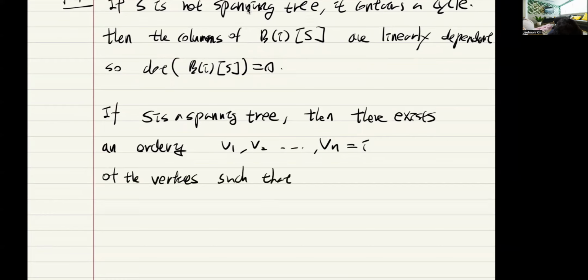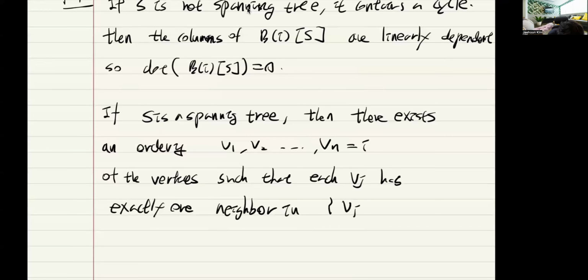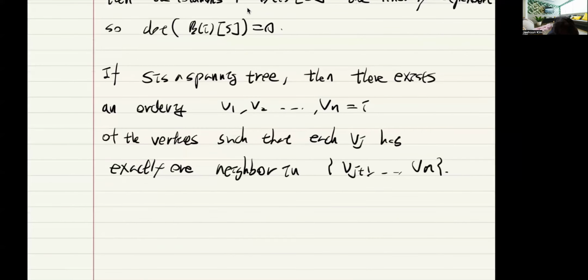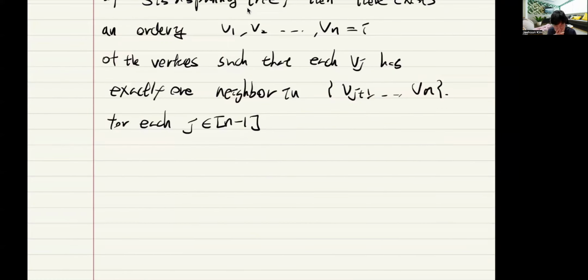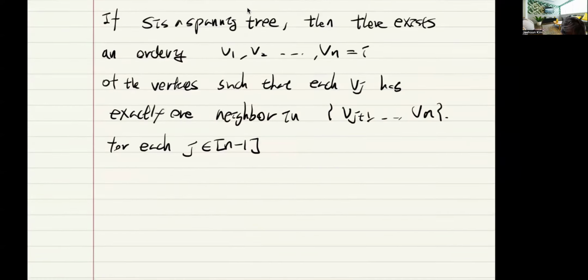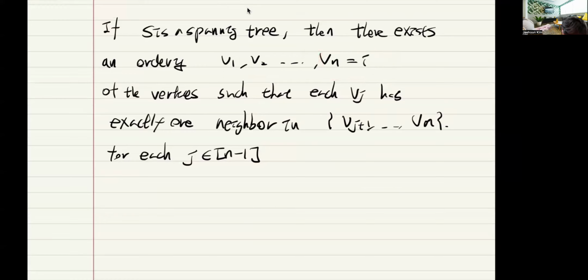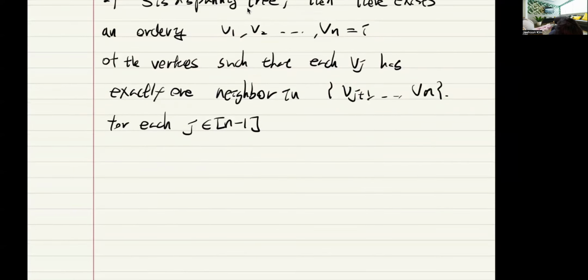Such that each Pj has exactly one neighbor in higher index, for each j in the first n minus 1. So this is the one that's removed from this B.